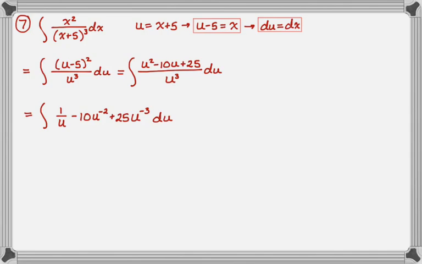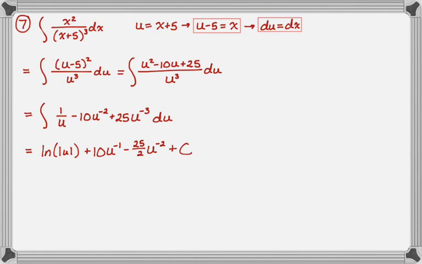Let's find antiderivatives. So the first one is natural log absolute value of u. The next one, reverse power rule, so plus 1 gives you negative 1 times reciprocal, so we end up with plus 10u to the negative first. This one, reverse the power rule, add 1 to the exponent gives you negative 2, times the reciprocal is negative 1/2, so we get minus 25 over 2, and then u to the negative second, plus c.